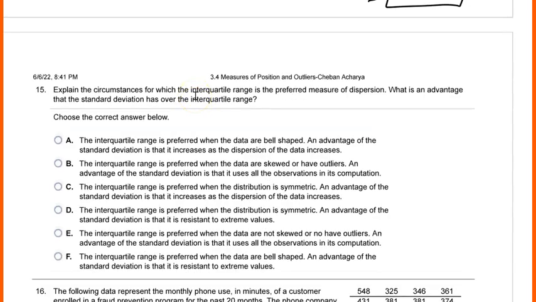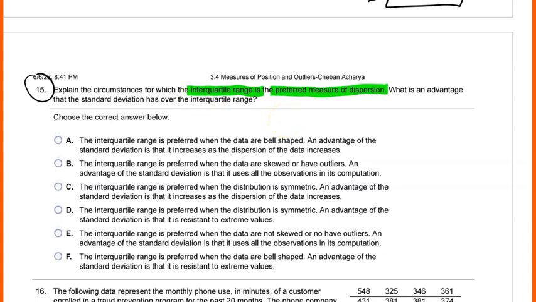Explain the circumstances for which the interquartile range is the preferred measure of dispersion. In this question, it asks why the interquartile range is the preferred measure of dispersion. What's the advantage that the standard deviation has over the interquartile range, and what's the benefit of using standard deviation over the interquartile range?